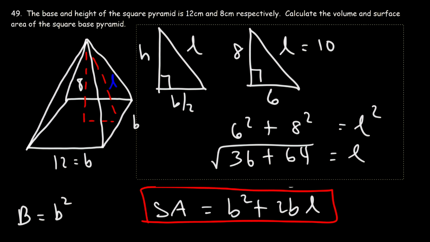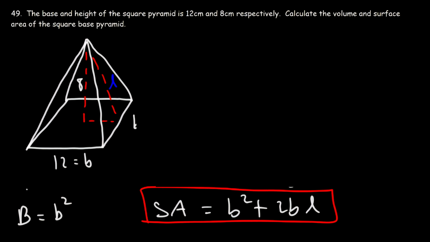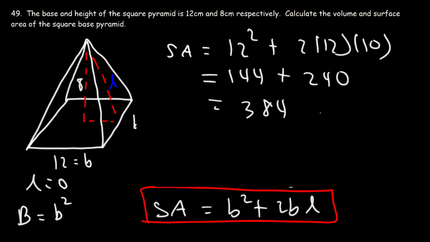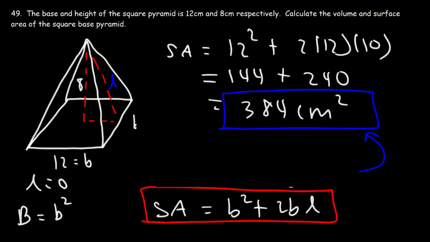So now at this point we have everything that we need. The surface area is going to be b squared, which is 12 squared, plus 2b times L, where L is 10. 12 squared is 144. 12 times 10 is 120, times 2, that's 240. 144 plus 240 is 384. So the surface area of the square-based pyramid is going to be 384 square centimeters.